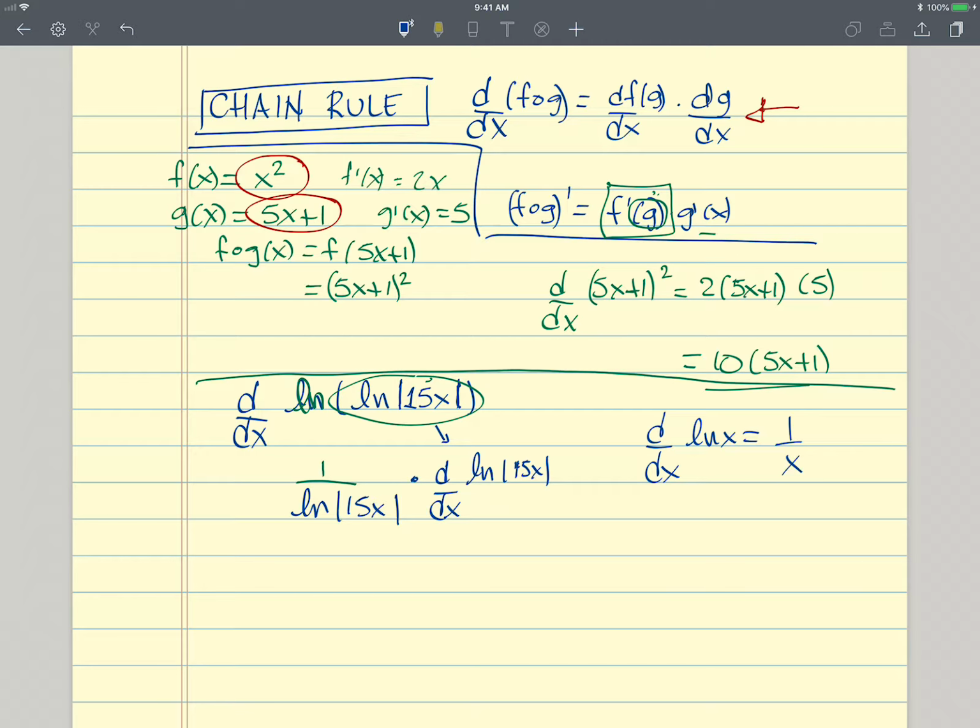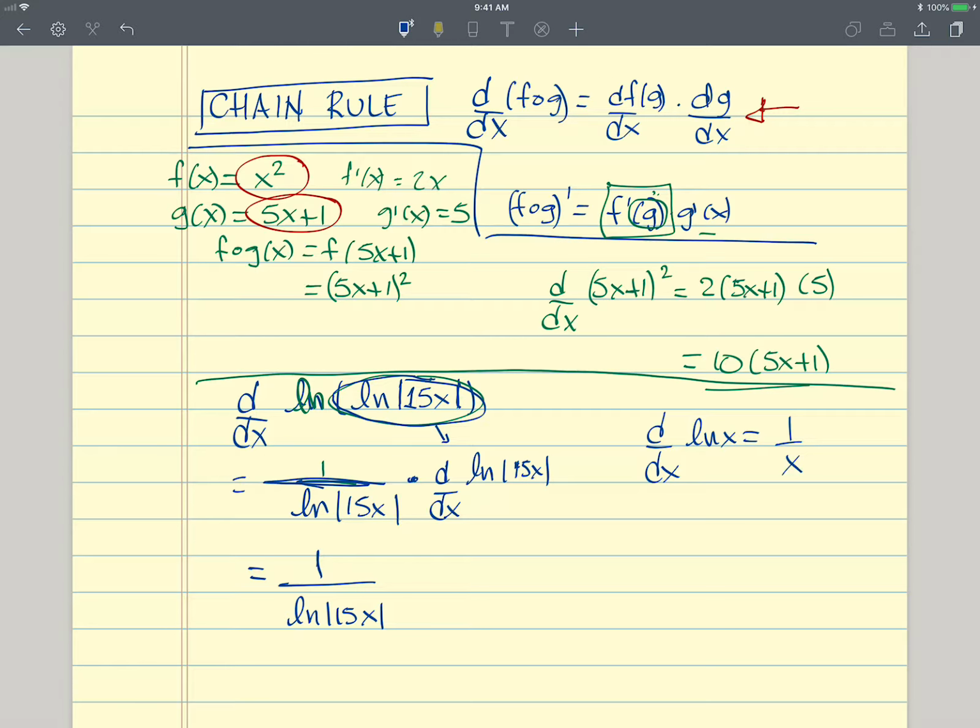So this is the two-step, right? The derivative of the natural log function is 1 over the input, and the input was all that. So all this gets written down here, and then times the derivative of the inside. The inside function is natural log of 15x, so it goes in here. So now what is the derivative of natural log of 15x?